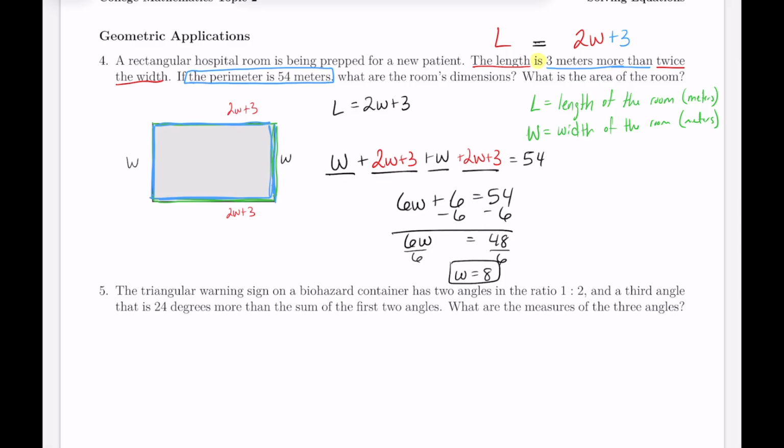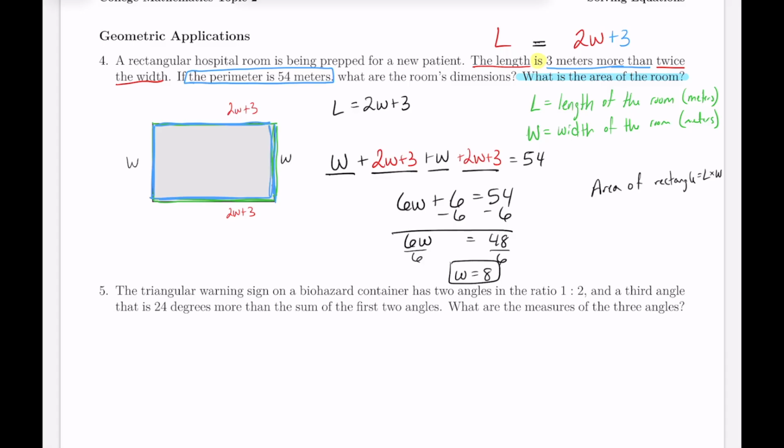Nope. I want you to think about this. What didn't I do? I didn't identify the question. The question is, what is the area of the room? Now, hopefully you know how to find the area of a rectangle. And if you don't, then I guess this is as good a time as any. The area of a rectangle is just length times width.